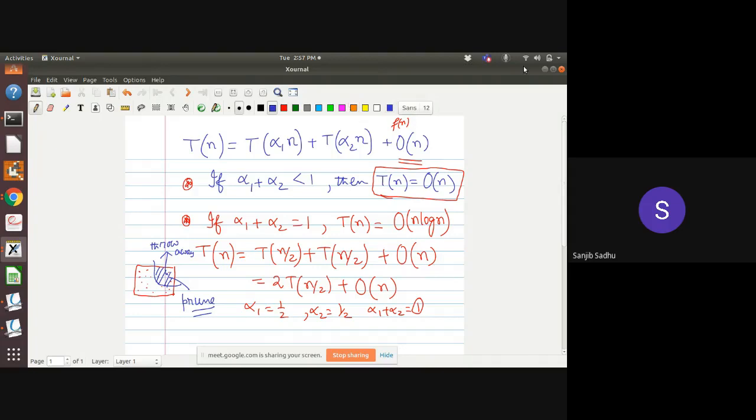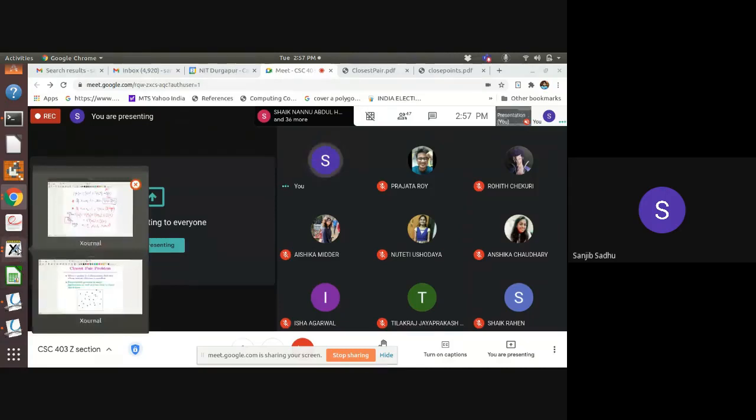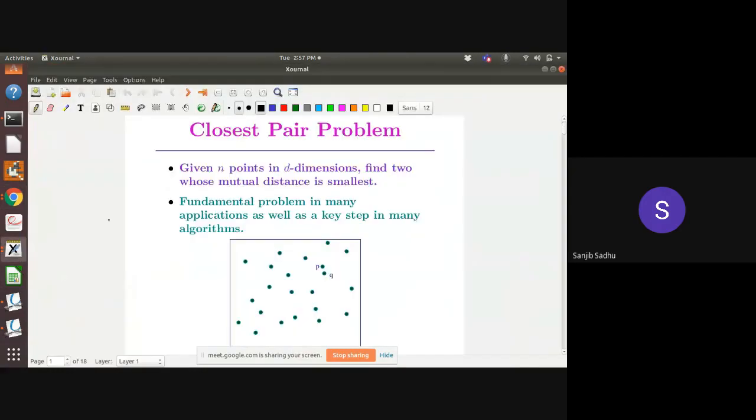Now we will start another interesting algorithm today, the closest pair problem. What do you mean by the closest pair problem? I have been given n points in d dimension. Since this is an undergraduate course, I am not going to cover d dimension, that is out of syllabus here. So here I am taking d equal to 2.